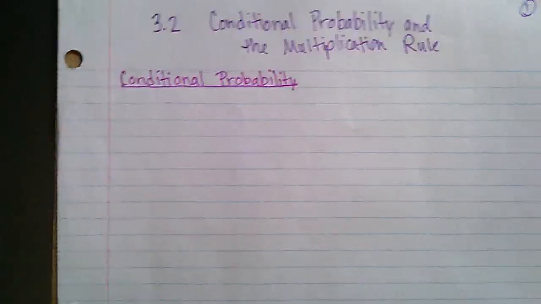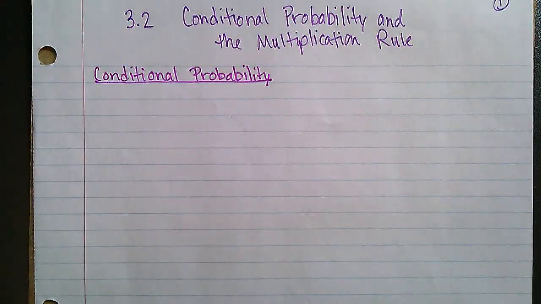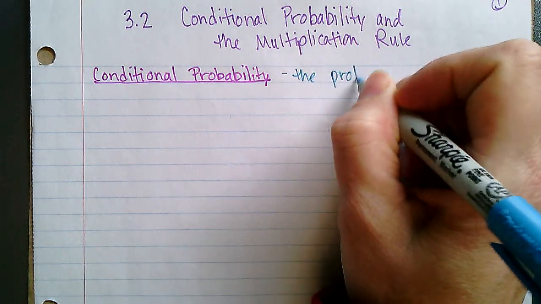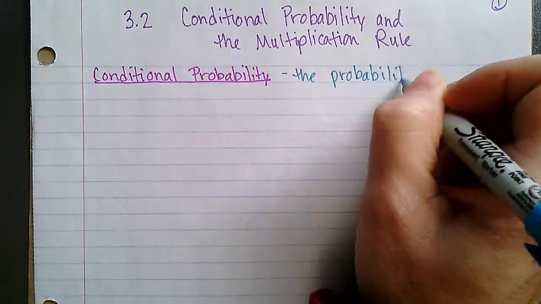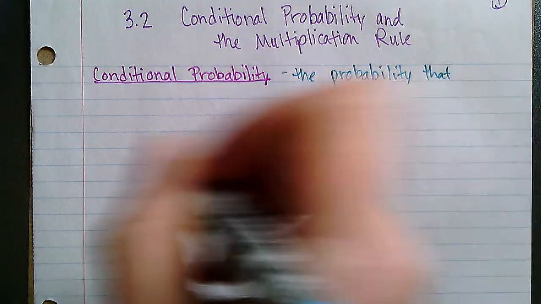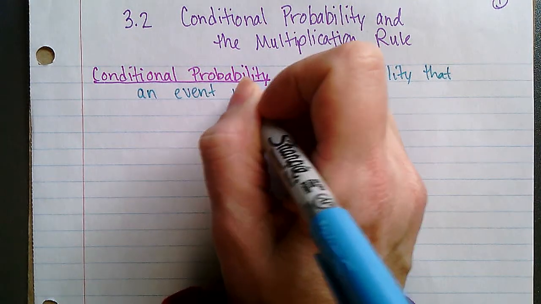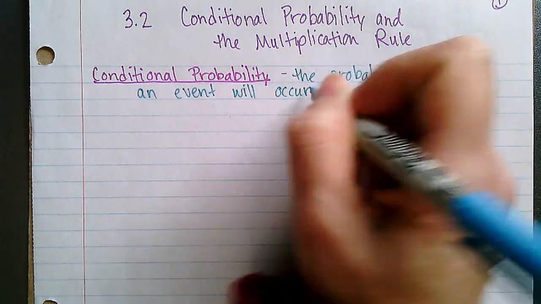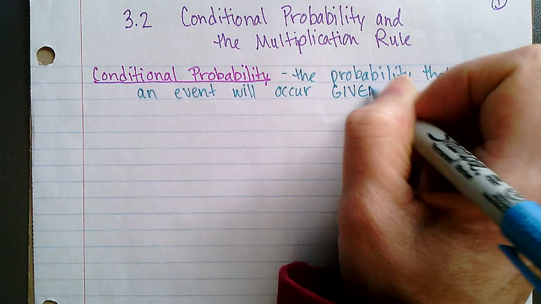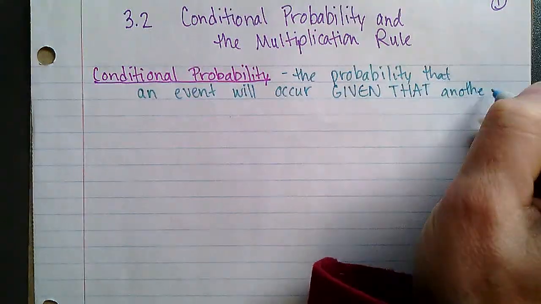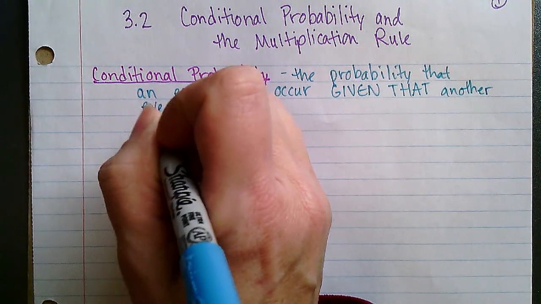Section 3.2 is about conditional probability and the multiplication rule. So let's talk about conditional probability. Conditional probability is the probability that a second event will occur given that another event has already occurred.